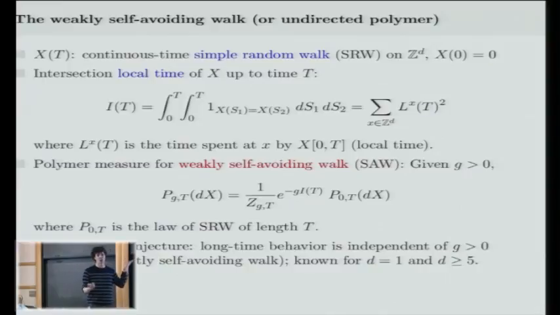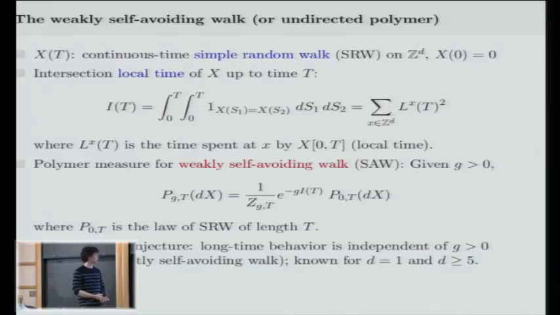Then the intersection local time is the amount of time that a walk spends intersecting itself, and it's given by this double integral. You can also write it as the square of the L2 norm of the local time, where the local time is the time that the walk spends at a certain site up to a given time t.